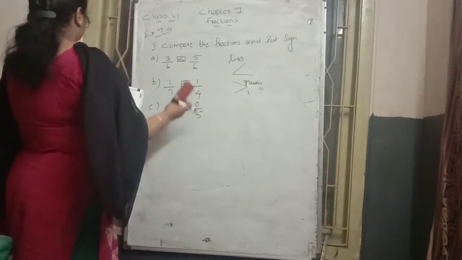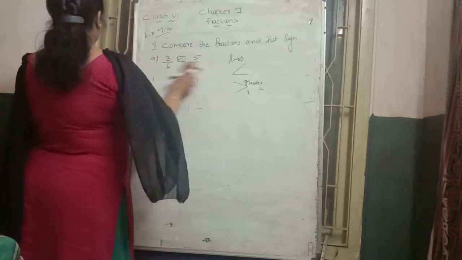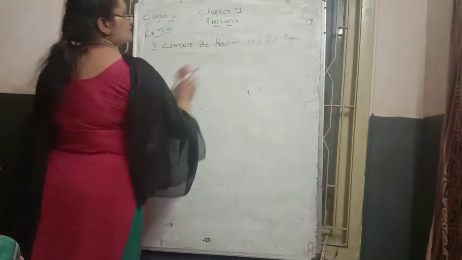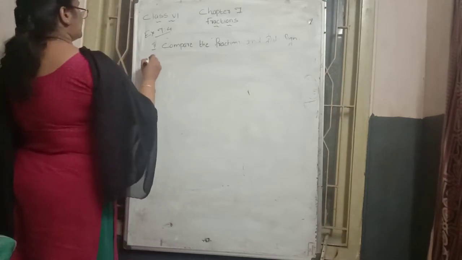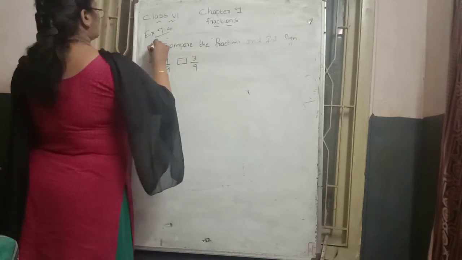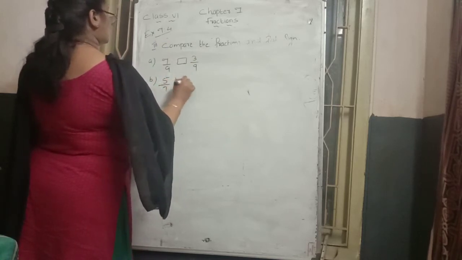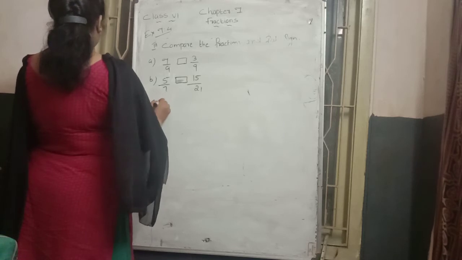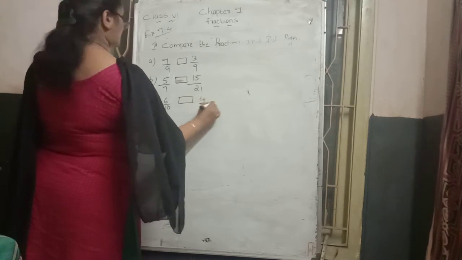Then the next question. The next question is also the same process: compare and find out. In this picture, the same type of questions, so compare the fractions and put a greater or lesser symbol. Then one more question, the same model: 7 by 9 or 3 by 9, which is greater? For the third one, 5 by 7 or 15 by 21, which one is greater? Next they are asking 6 by 10 or 4 by 5, which is greater?